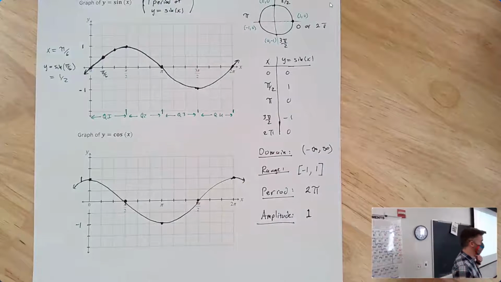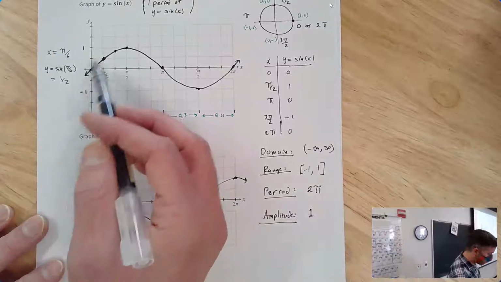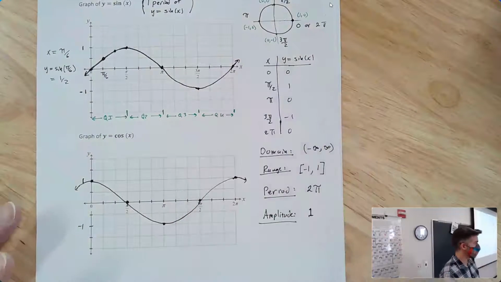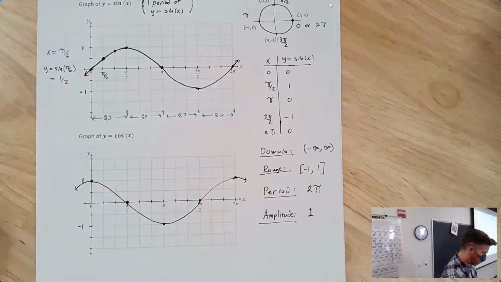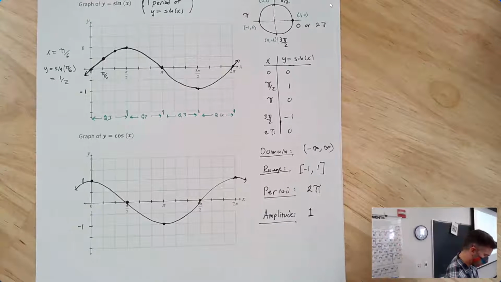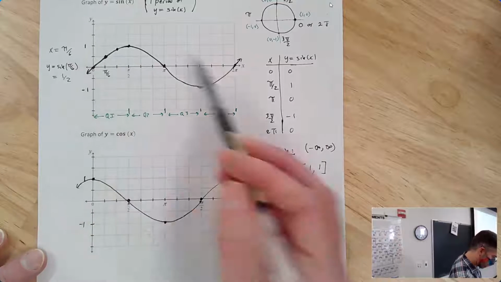But when you graph sine or cosine, I really encourage you to do it by plotting these 5 points, and then trying to make it look as nice as possible. There was one other thing I wanted to mention here. Yeah, those 5 points.